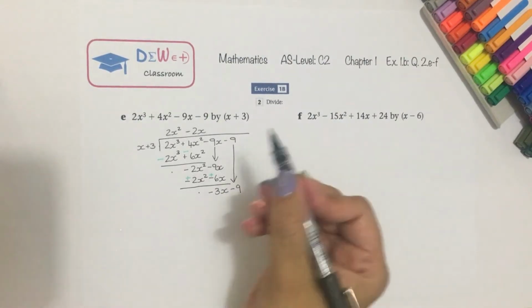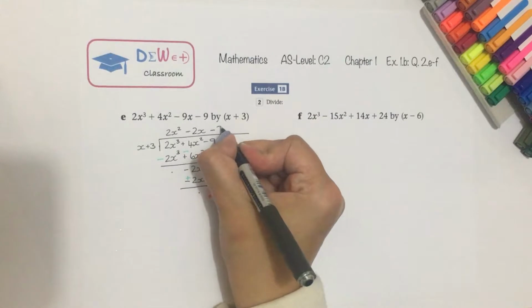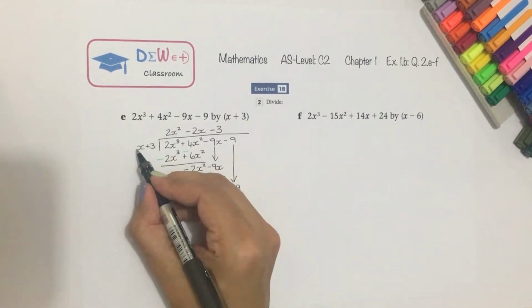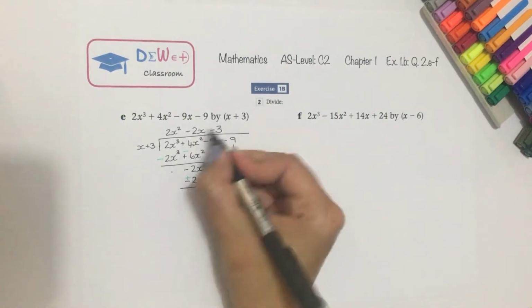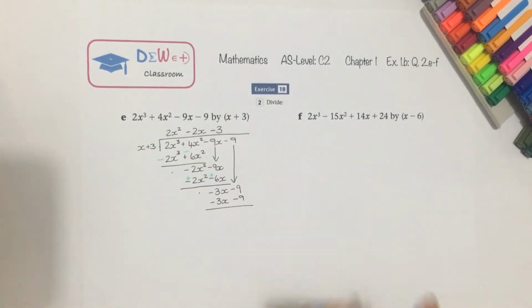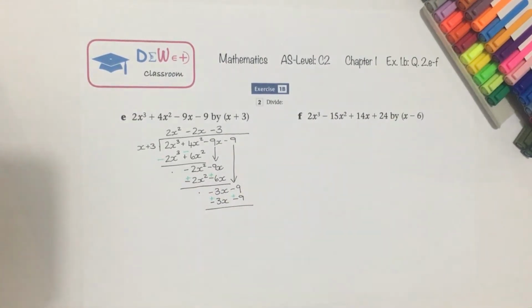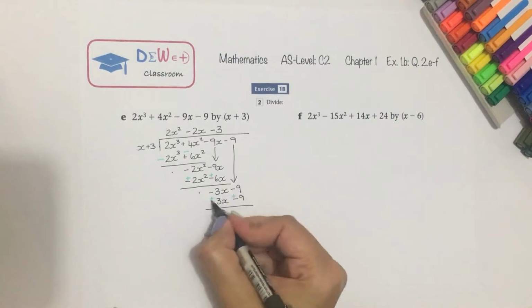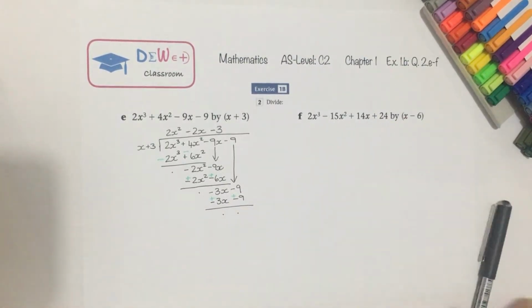Okay, we start the process all over again. Minus 3x divided by x is minus 3. Minus 3 times x is minus 3x. Minus 3 times plus 3 is minus 9. We subtract them from one another, and we have to change the signs first. So minus 3x plus 3x is 0. Minus 9 plus 9 is also 0.